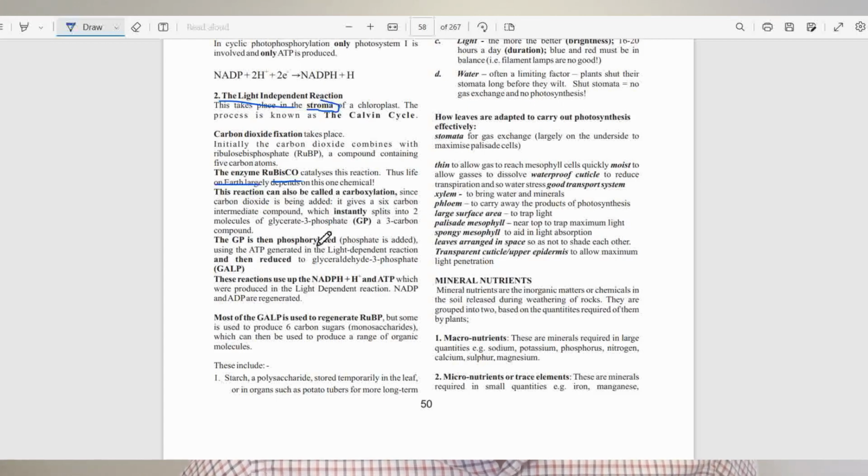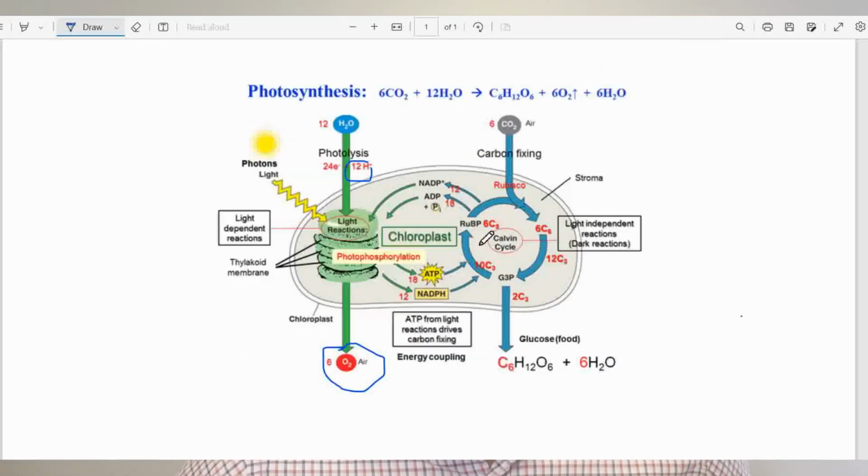So the GP is then phosphorylated. The process of phosphorylation means a phosphate group is added using the ATP that is produced from the light phase. And then it is reduced to glyceraldehyde-3-phosphate, which is called GAP. Now this reaction uses up the NADPH and the ATP that were produced in the light phase of photosynthesis. Now let us go back to the illustration.